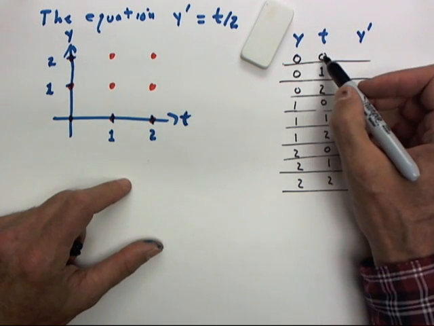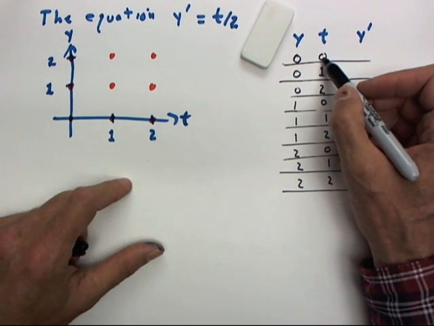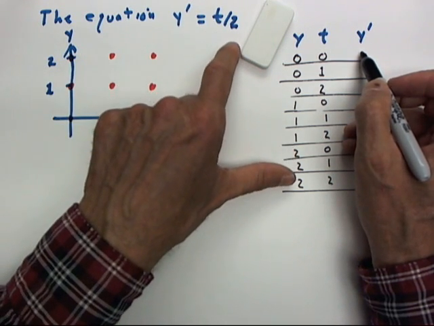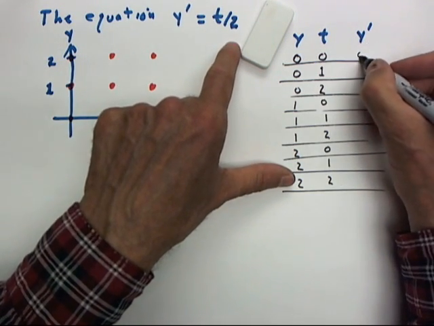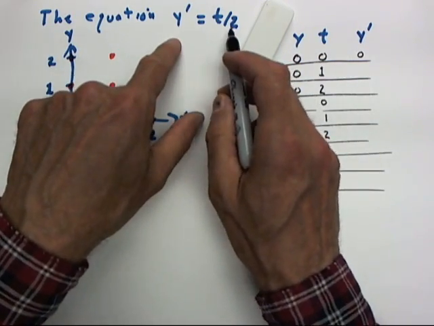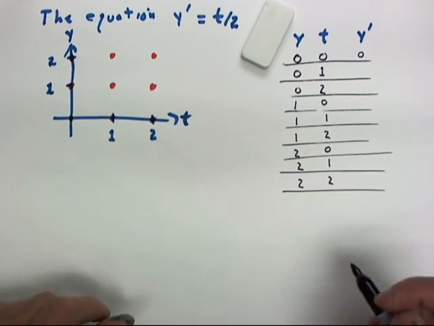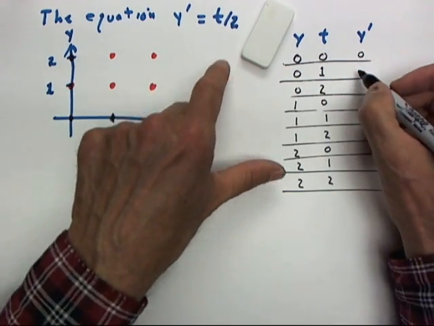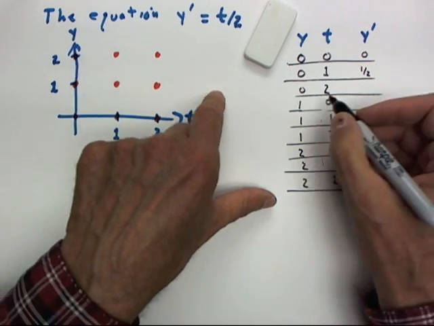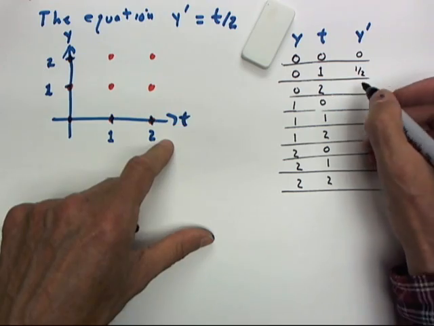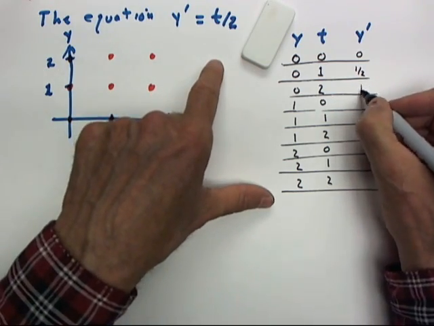Now we've got y equals 0, t equals 0. What's our value of y prime? Well, our value of y prime is t over 2. T is 0, so we conclude that y prime is 0. We're simply following this rule for calculating our slopes y prime. If y is 0 and t is 1, well, 1 over 2 is 1/2. If y is 0, t is 2, then y prime is 1.